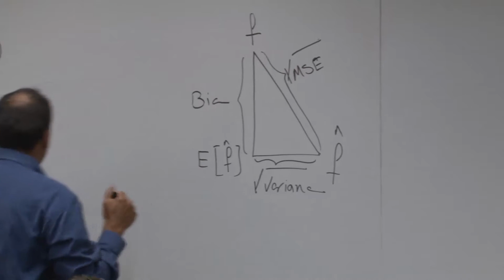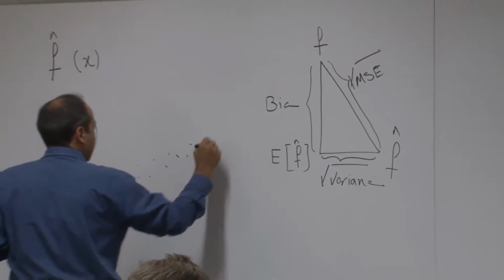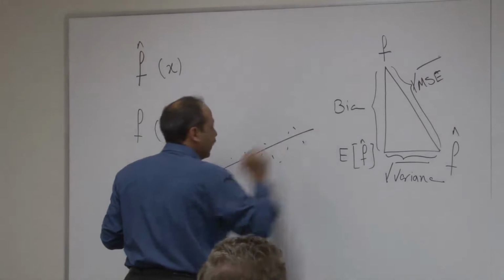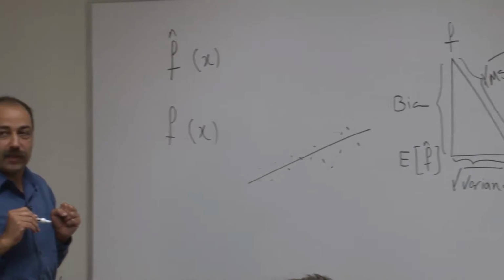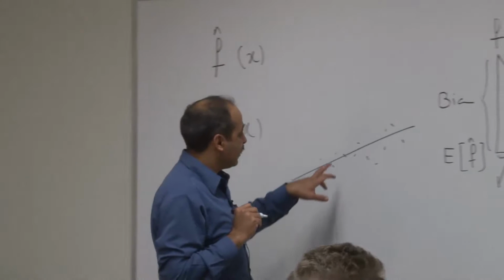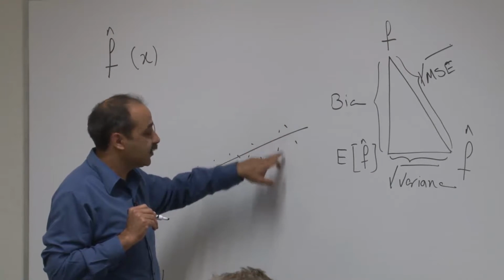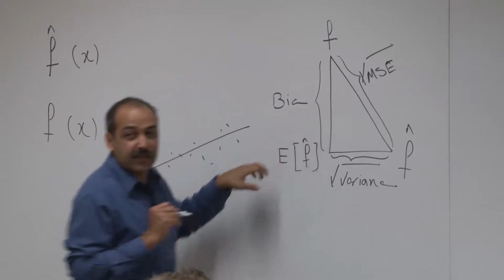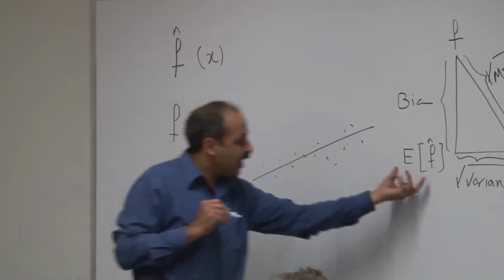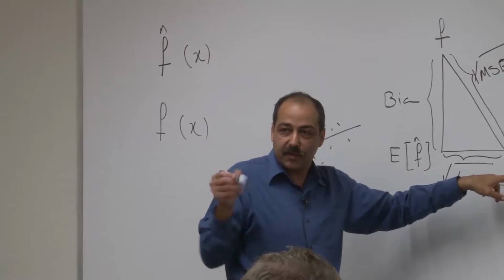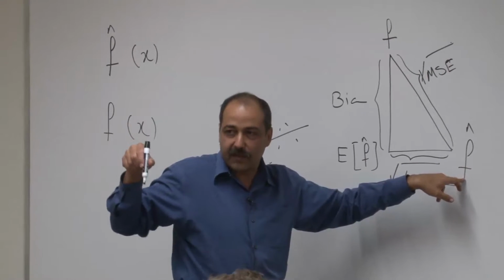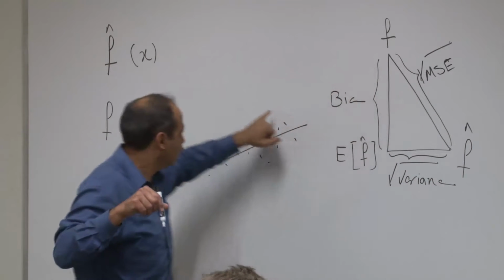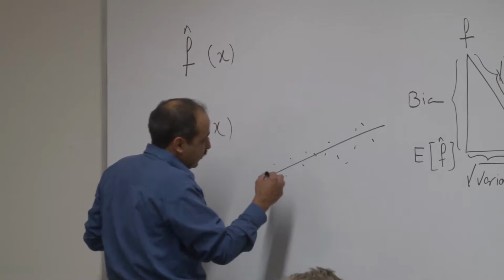So I have a set of points, for example, and I would like to fit a function here. I may choose to fit a linear function. If I choose to fit a linear function, I have high bias. I'm far from the observation. But the variance is small, meaning that if I fit many linear functions and take the average of them, it's not that far from the one that I have selected right now. But the bias is large. I'm far from the observations.